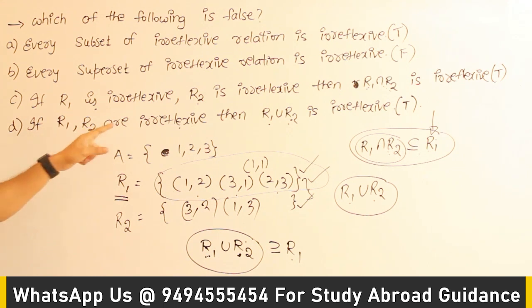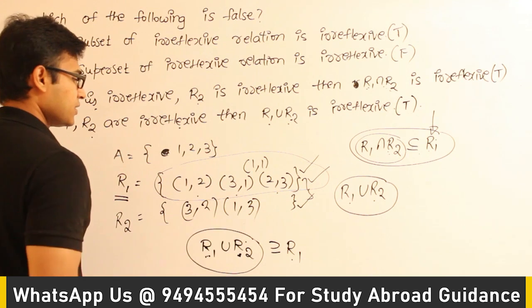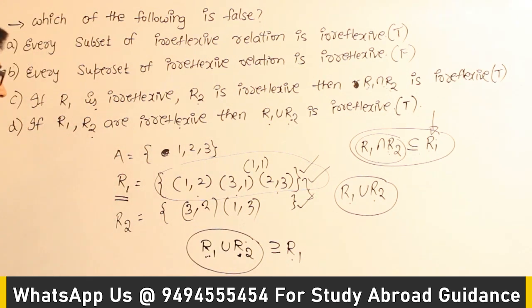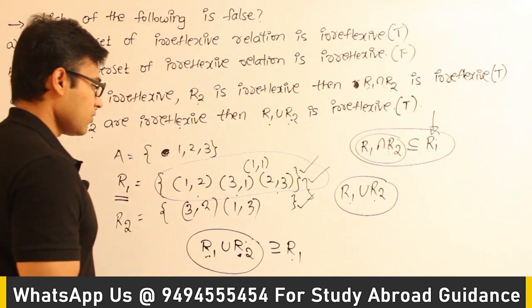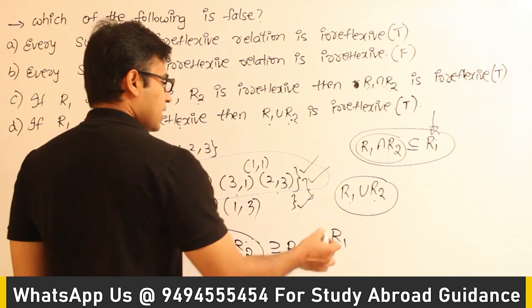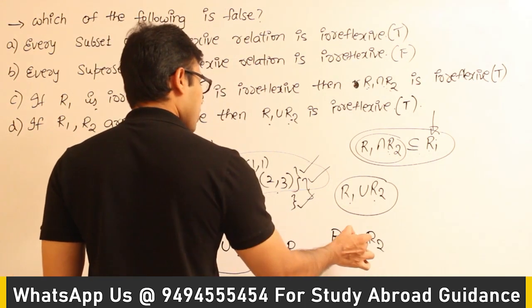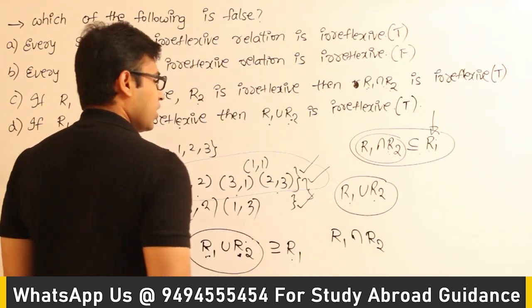If both are irreflexive, then definitely the union is irreflexive. But if they don't say anything about R2, then we cannot say anything about the result. Got it? So using the word always will be wrong there. Now let us say R1 is irreflexive, but they didn't say anything about R2. Now if they are asking about R1 intersection R2, what can you say?